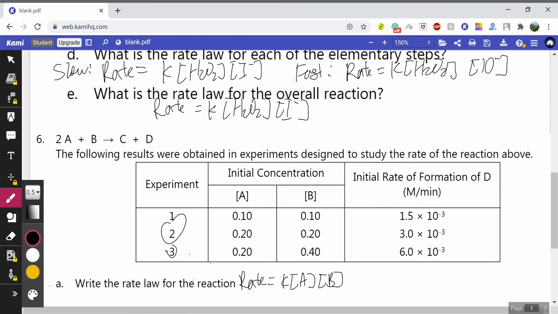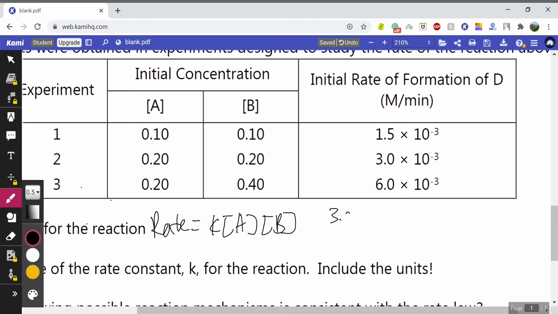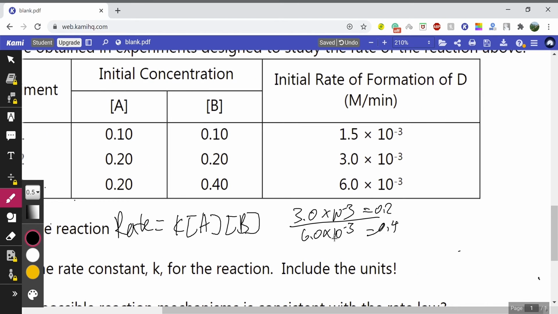So first, let's use experiments 2 and 3 to cancel out the A's. When we use experiments 2 and 3, we're going to get 3.0 times 10 to the negative 3 divided by 6.0 times 10 to the negative 3. Again, I'm dividing experiment 2 by experiment 3. The 0.20 will cancel each other out, and this will be equal to 0.2 divided by 0.4. I know 3 divided by 6 will give me 1/2.